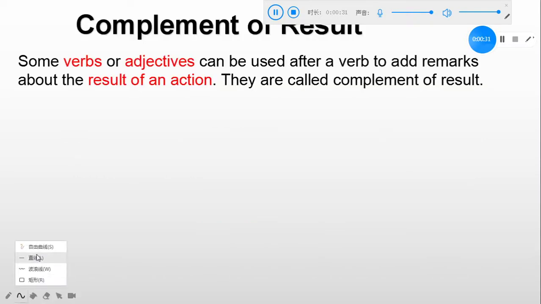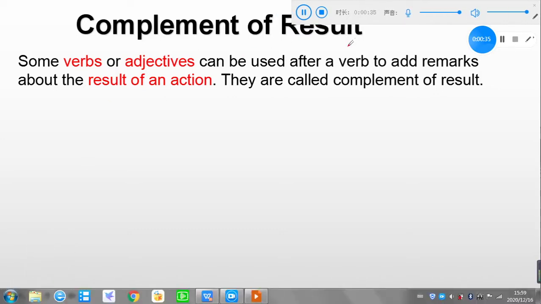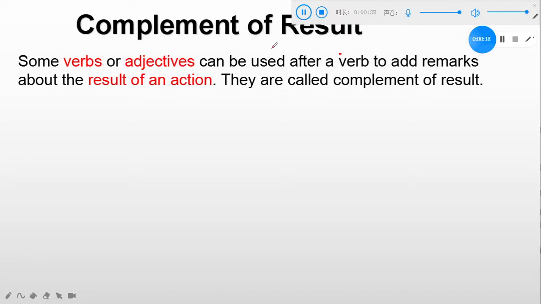Alright, page 1. Here, this is the complement of result. The complement of result. So now let's take a look at the explanation of this part. Some verbs or adjectives can be used after a verb to add remarks about the result of an action, and they are called complement of result.